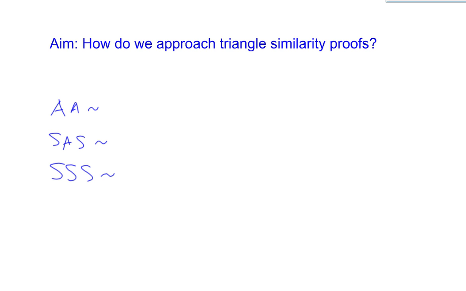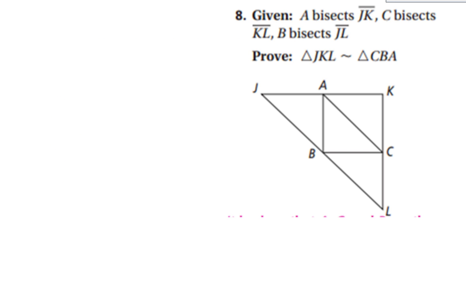So let's take a look at a third example. Again, if you want to know what these actually mean, you need to go to your textbook or listen to the first two videos, where it's explained in more detail. Let's take a look at the question that we did in class. It says, given point A bisects JK, C bisects KL, B bisects JL, prove that triangle JKL, the large triangle, is similar to triangle CBA.